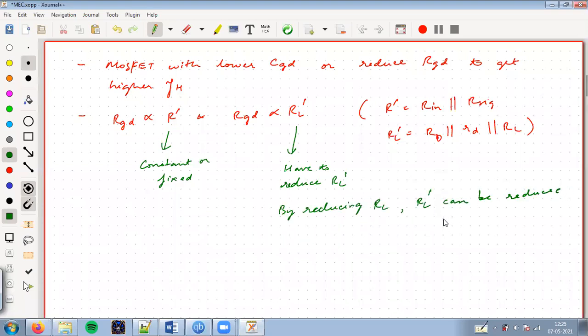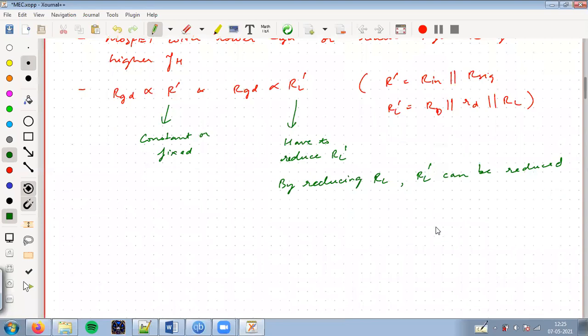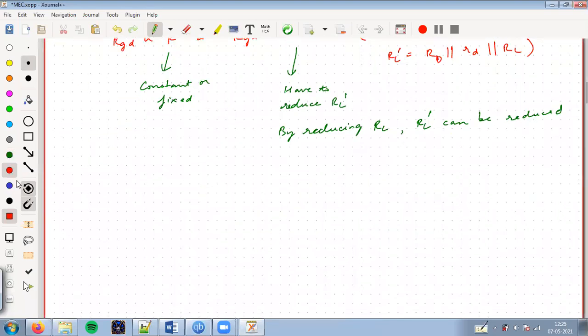Why I'm targeting RL is because small rd, which is your drain source resistance, is not in your hands, and capital RD is set by the biasing scheme, which biasing scheme you use, right? So the only thing which I can control is RL, the load resistance. But if you remember correctly, your gain is actually V0 by Vc.